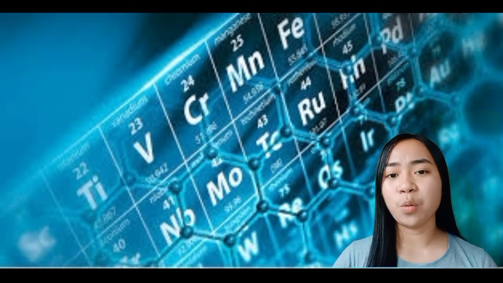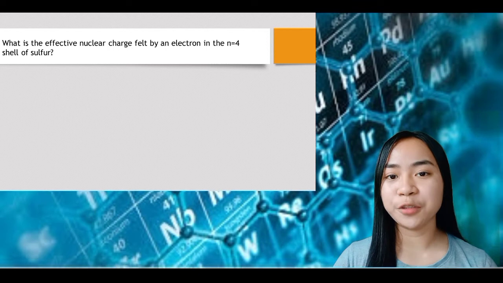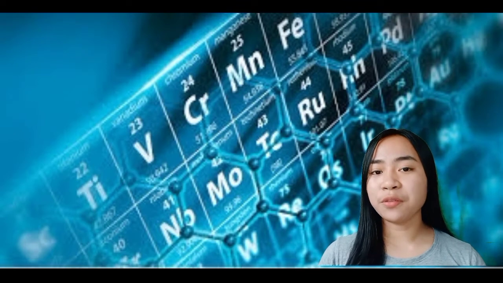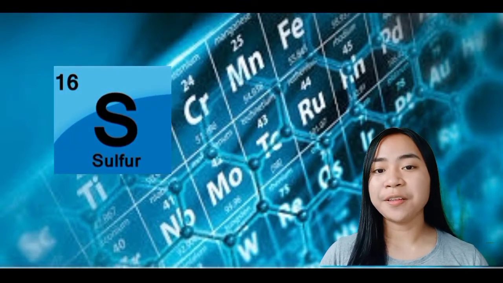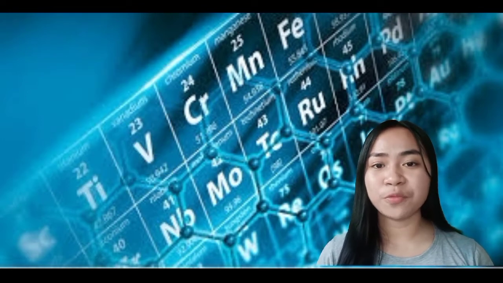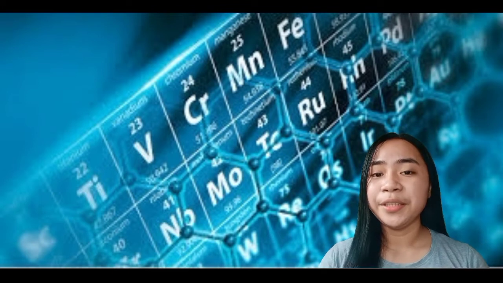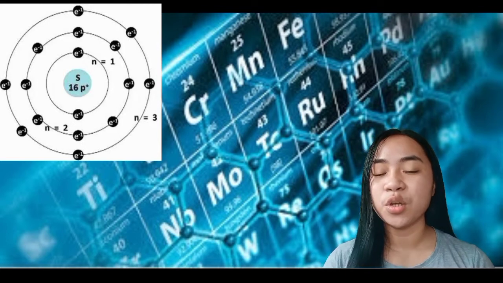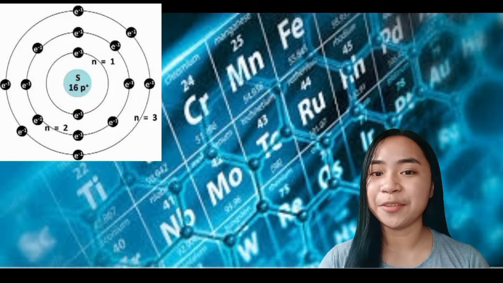Now the question is, what is the effective nuclear charge felt by an electron in the n equals 4 shell of sulfur? The atomic number of sulfur is 16. Therefore, the number of protons in the nucleus is 16. Now let us start diagramming the electrons around the nucleus of sulfur. Remember that the n equals 1 shell of sulfur can hold 2 electrons. The n equals 2 shell of sulfur can hold 8 electrons. So we already diagrammed 10 electrons, right?